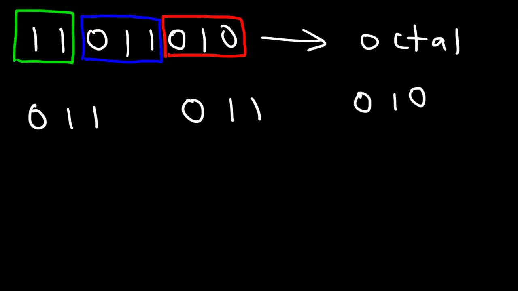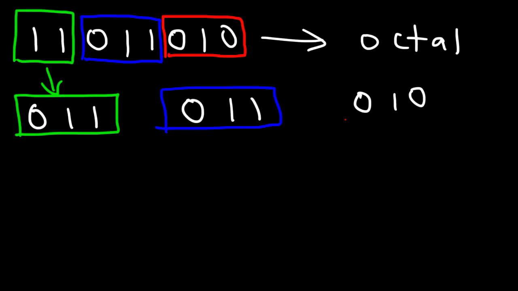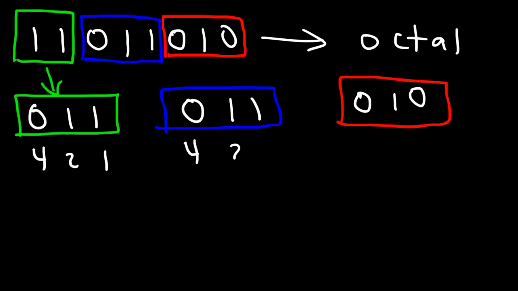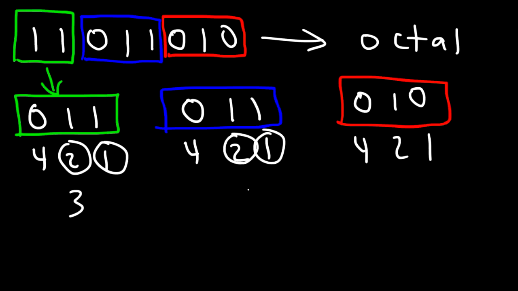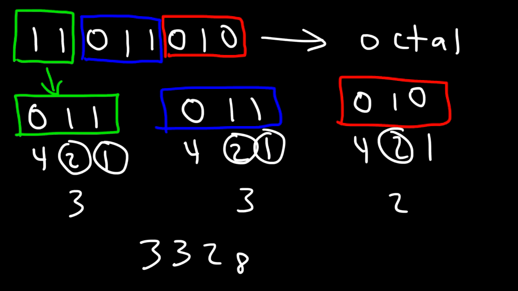So let me just color code it so you can see which one matches. And so let's write the numbers 4, 2, 1. Everywhere there's a 1, add up that number. So we're going to add up 2 and 1. So 2 plus 1 is 3. And here we're going to do the same thing. Here we only have a 2. So our answer is 332, or 332 in the octal system. And so that's a very simple way in which you can convert a binary number into an octal number.